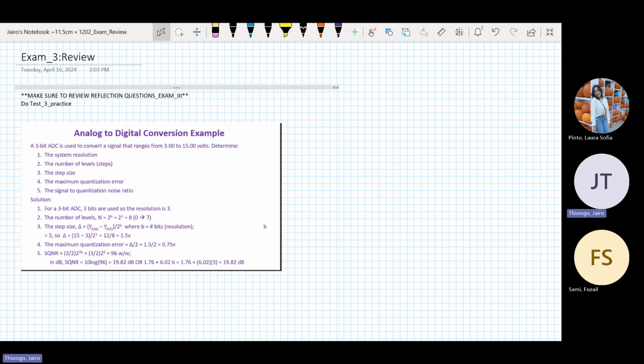There's a solution over here for those who may be interested to fact check me as I go on. A 3-bit analog to digital converter is used to convert a signal that ranges from 3 volts to 15 volts. We are to determine the system resolution, the number of levels or steps involved, the step size, the maximum quantization error, and the signal to quantization noise ratio.